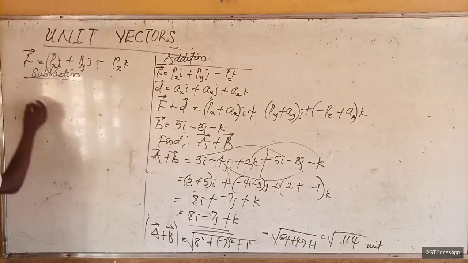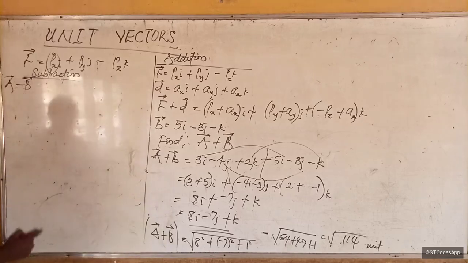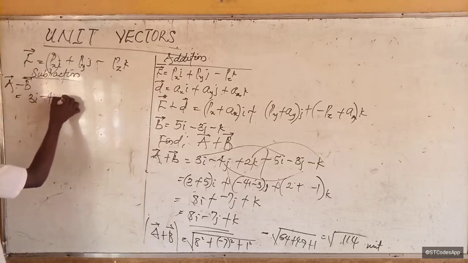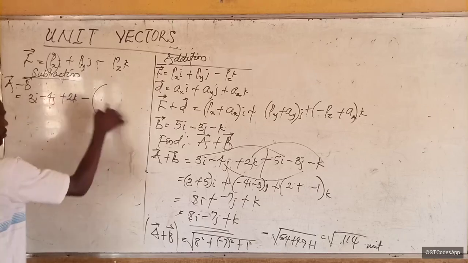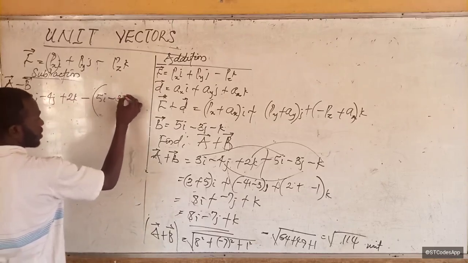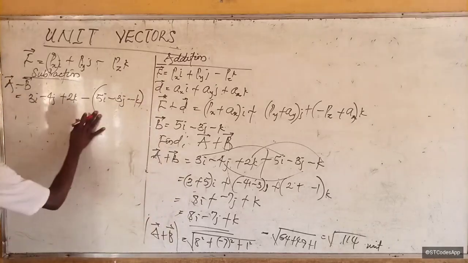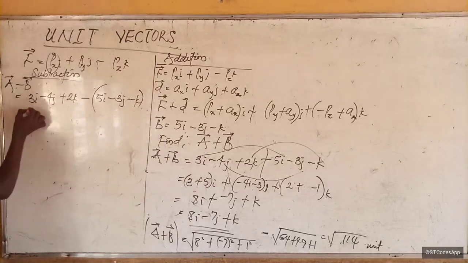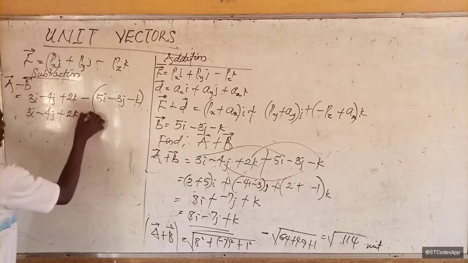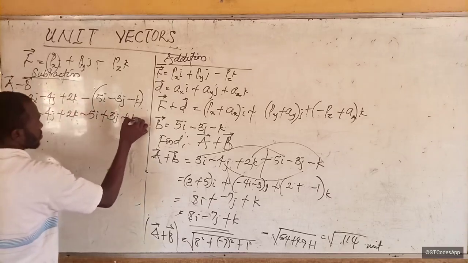Now let's say, given the same vectors, you were told to find vector A minus vector B. How do you do that? You basically say that it will be 3i minus 4j plus 2k, now minus, you open the brackets, 5i minus 3j minus k. This is what we have. And then you now re-express this, and you have 3i minus 4j plus 2k, this one is unchanged, then minus 5i plus 3j plus k.